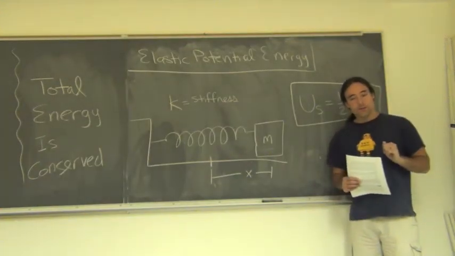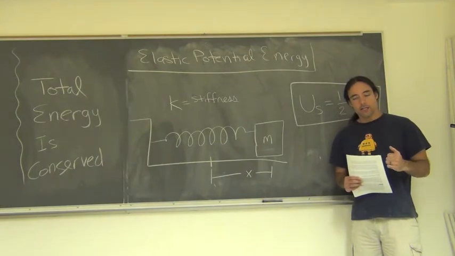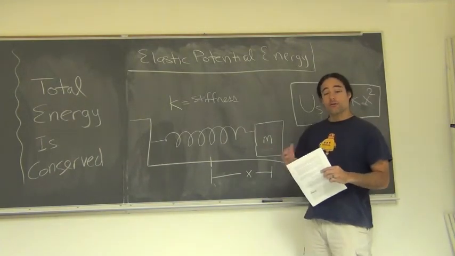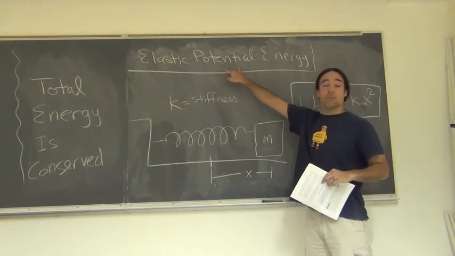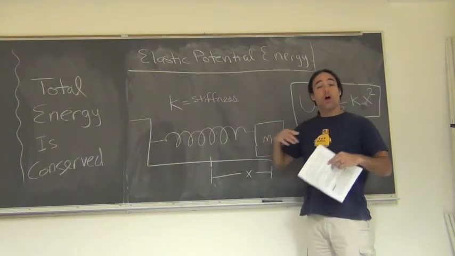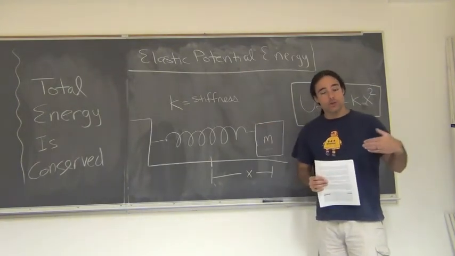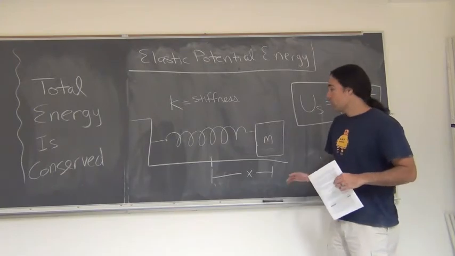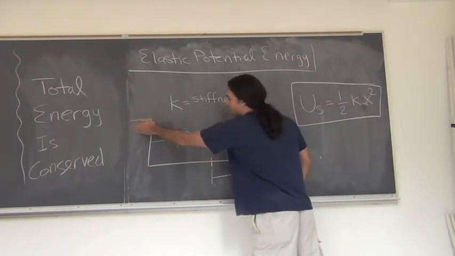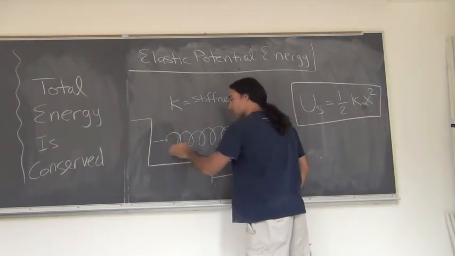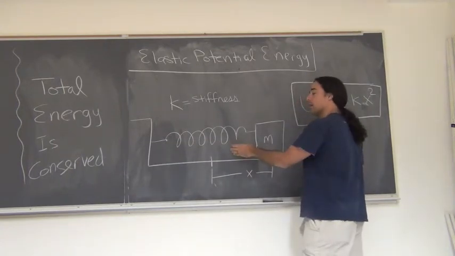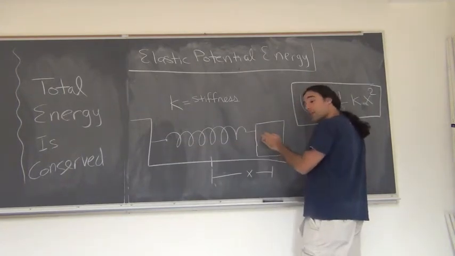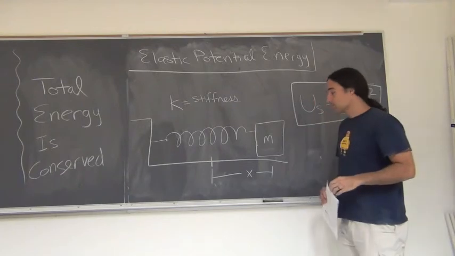We continue our discussion on conservation of energy by looking at another type of potential energy, this time elastic potential energy, also known as the potential energy stored in a spring. So suppose for a minute that I've got some wall, and I've got a spring attached to that wall, and attached to the other end of the spring is some mass.